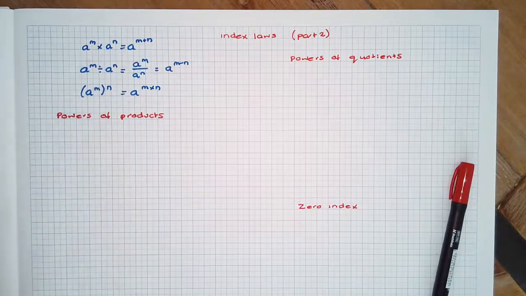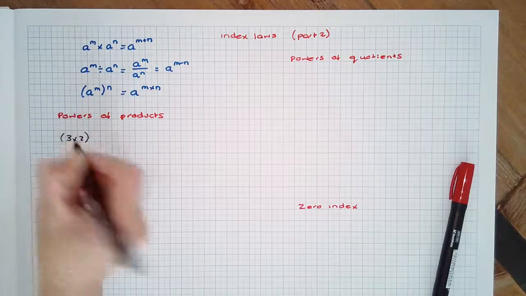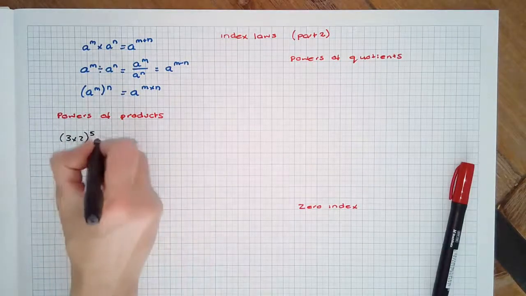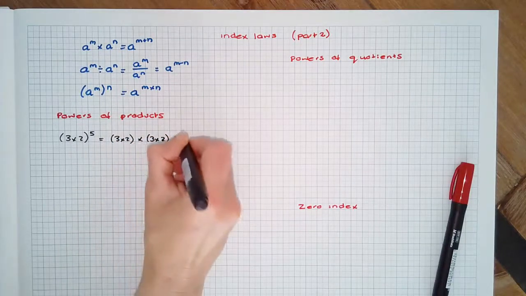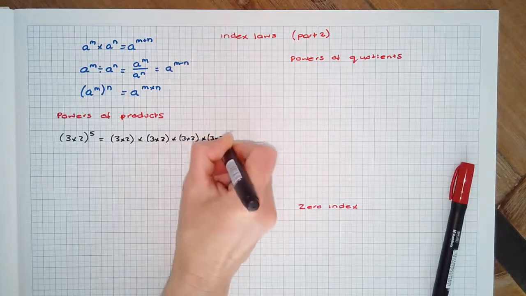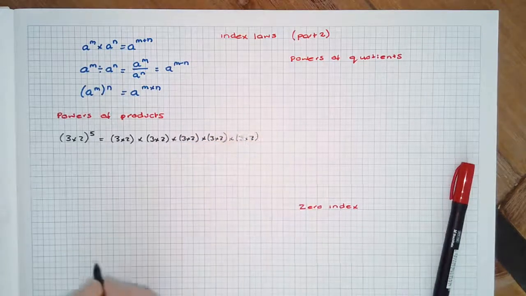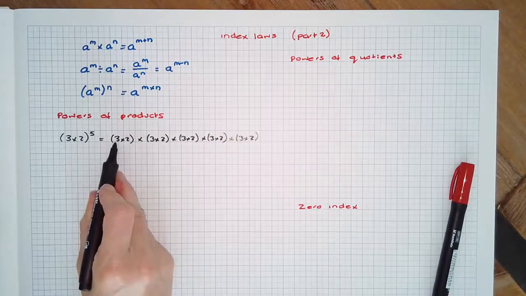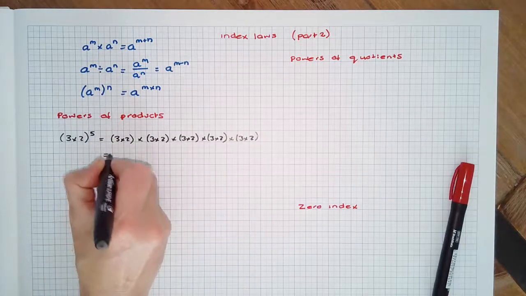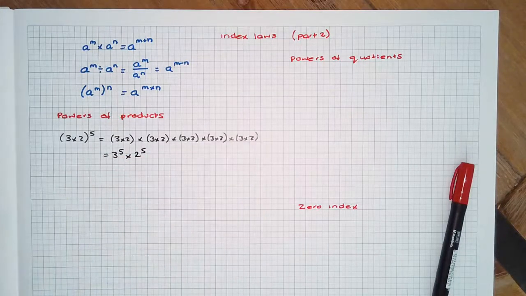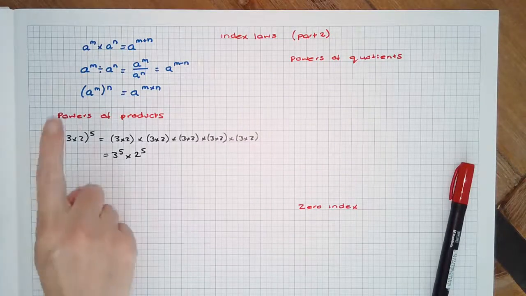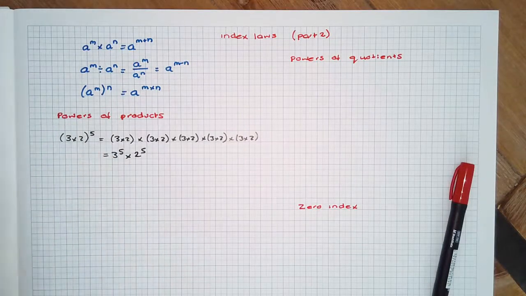Now we're going to have a look at powers of products. That is, for example, (3 times 2) to the power of 5. Now what this means is 3 times 2 times itself 5 times. If we rearranged, we could see we have 3 times 3 times 3 times 3 times 3, which is 3 to the power of 5, times 2 to the power of 5. The shortcut here is a power of a product is the product of the powers.